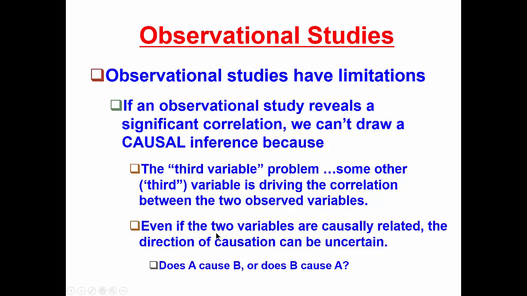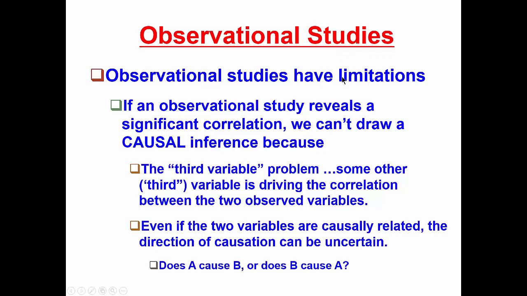There's another possibility. Even if the two variables are causally related, the direction of causation can be uncertain, even if we have a very strong statistically significant correlation between those two variables. We'll take a couple of examples. Let's assume that we've made an observation about a particular couple. It's a married couple. They've been married a long time. It's a husband and wife. And we happen to notice that he's really quite hard of hearing. We also notice in our observation that she has a very, very loud voice. So he's nearly deaf and she's very, very loud.